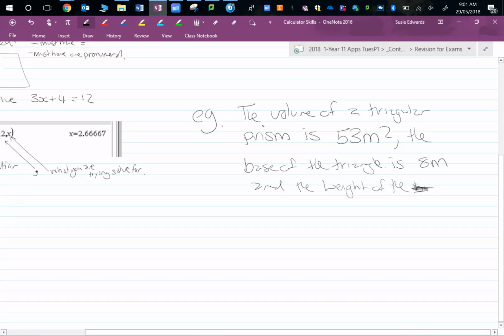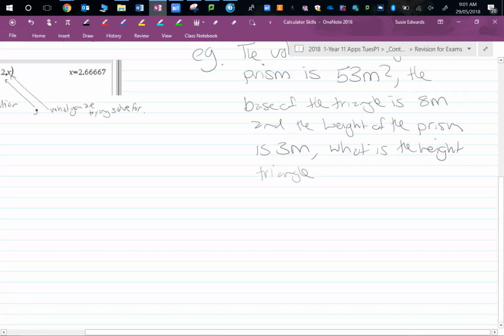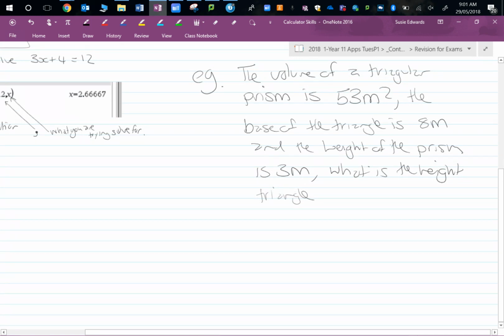So this is one of those ones where you get given the volume, but you need to actually work out what a length within the prism is. So if we look at this, we're going, okay, the volume of a triangular prism. So we look at a triangular prism. I draw it out because that makes more sense to me. It's saying the volume is 53.